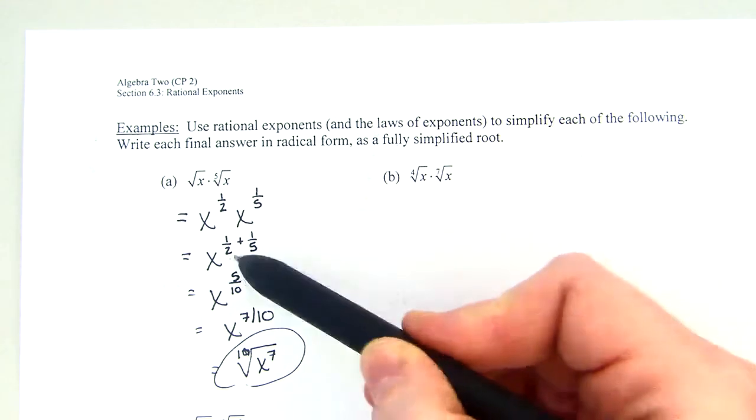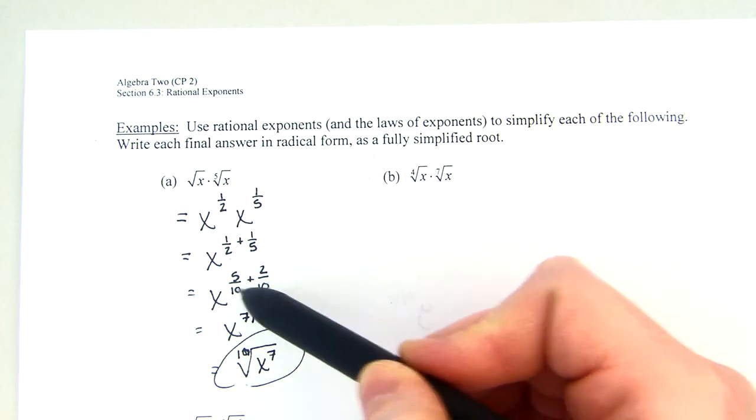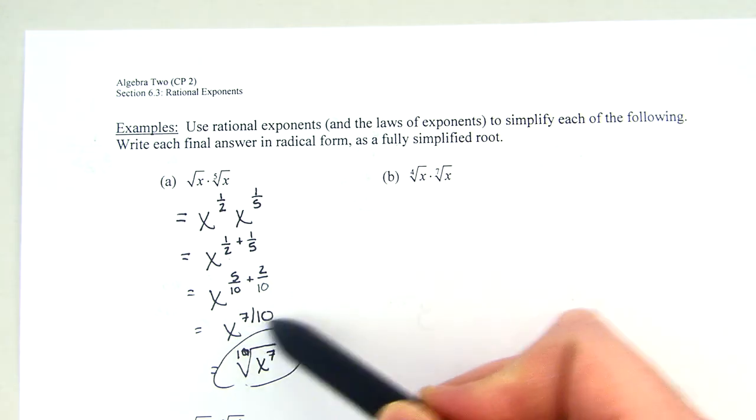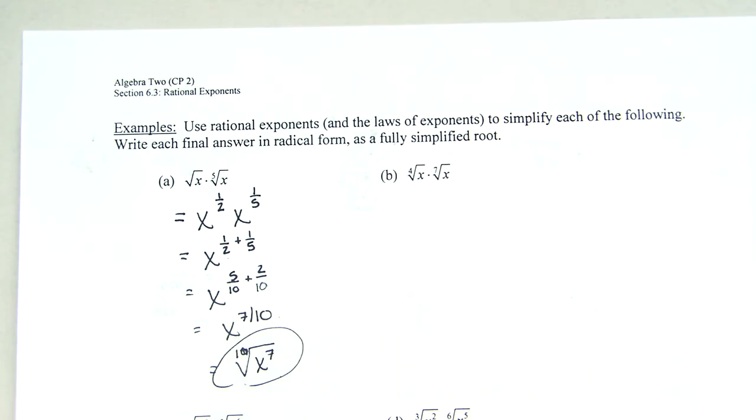How do you multiply? You add the powers. How do you add fractions? You get a common denominator. We get this, and then we rewrite the answer in terms of roots. Do you see how I did that?